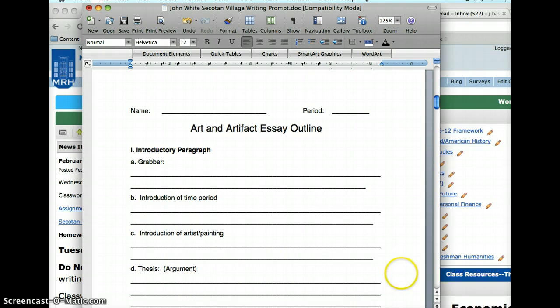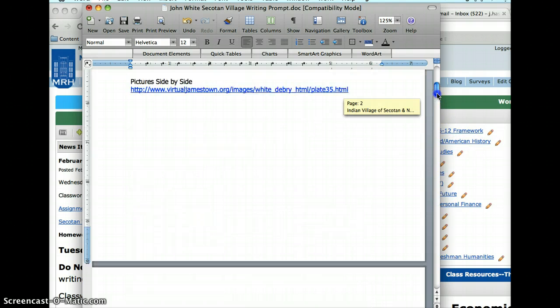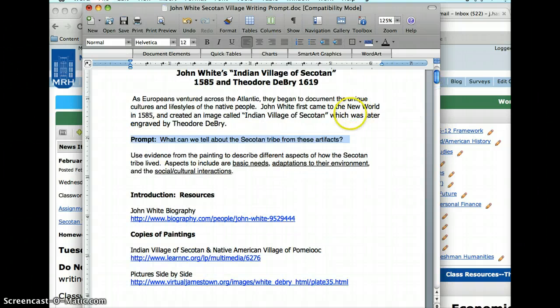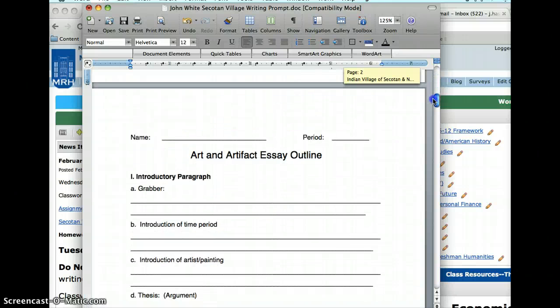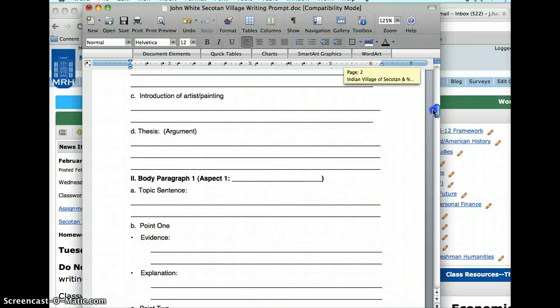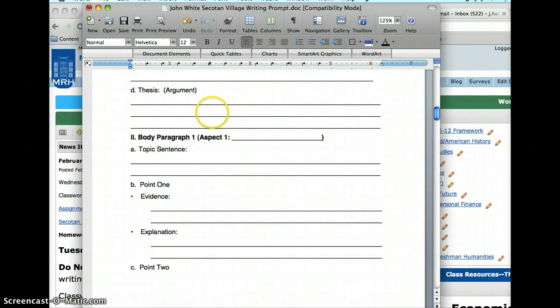What is this whole paper about? And if you're confused, go back to your prompt here and look at the question. What are you going to answer? How do you answer this question? And what are you going to argue about it? So our question is, what can we tell about the Secotan tribe from these artifacts? Well, think about what you're arguing. Are you arguing you can tell anything, a lot, some, a little from it? And then from there you can start your buckets or your aspects.